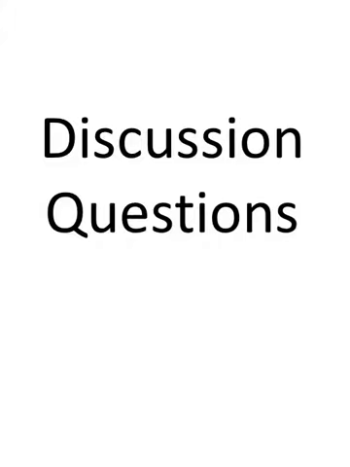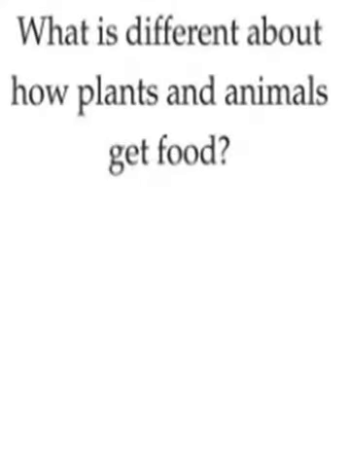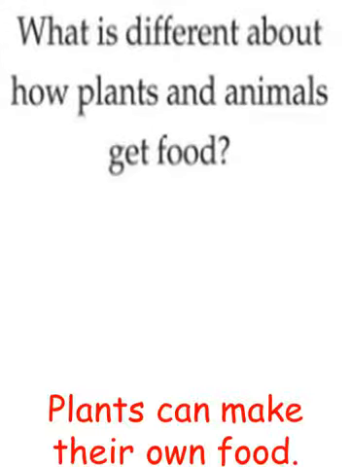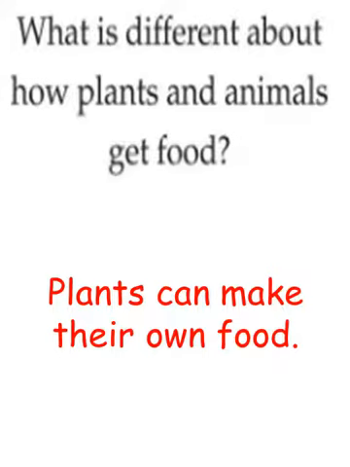Now some discussion questions. I will read the question and give you about 5 seconds to think of the answer. What is different about how plants and animals get food? Plants can make their own food. Animals cannot make their own food.